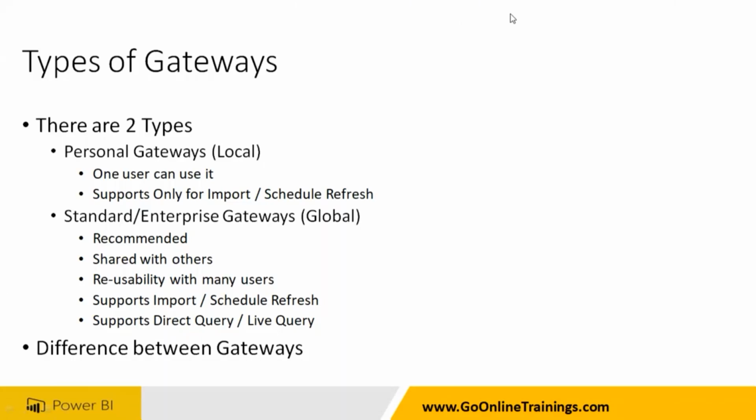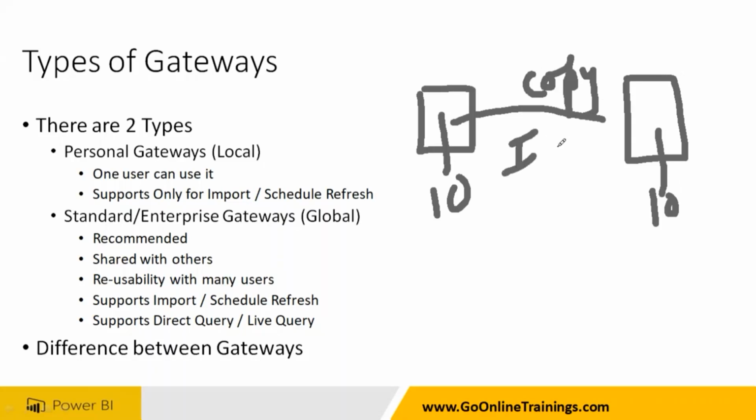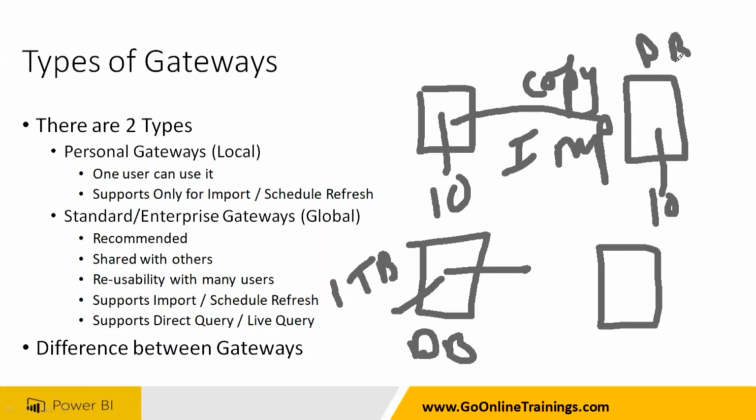So import is going to take all the data and make a copy. If you have 10 rows, all 10 rows are going to go here. It is going to make a copy. That is what is called import. But when we have more data, for example, a database having 1 TB of data, and this is the Power BI service, PBI service.